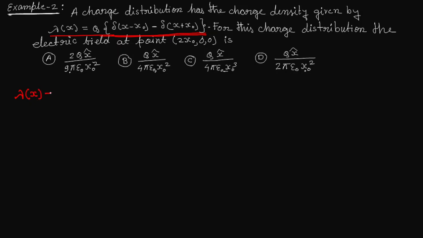charge distribution here. Lambda is equal to q into delta of x minus x naught minus delta of x plus x naught. That is the charge distribution. Let me just rewrite this charge distribution in a different way. Let's say q into delta of x minus x naught, and then plus minus q into delta of x plus x naught.